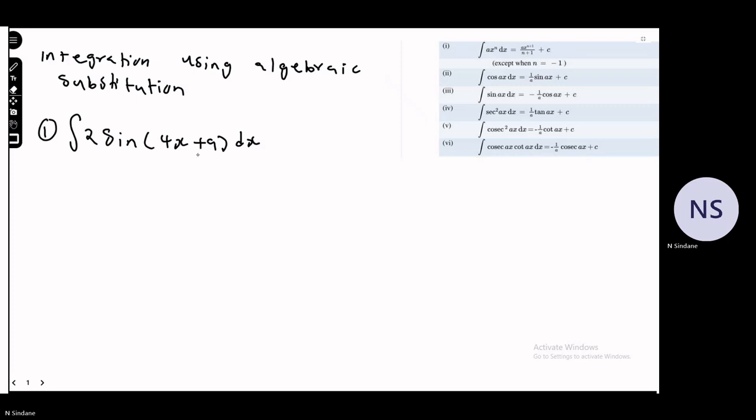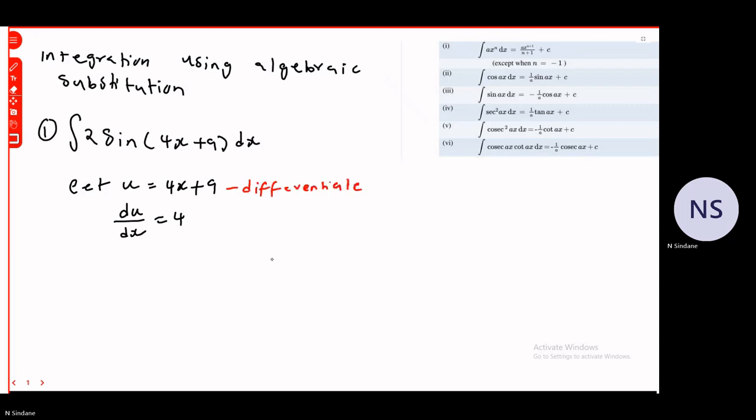So treating them differently, we will say let u be 4x plus 9, right? I'm taking out this linear function. Then after that I'm going to differentiate with respect to x. Therefore I'll have du over dx is equal to 4. Differentiating a constant, I'm going to get 0. So the first thing you need to be aware of is, you take out this linear function, then you need to differentiate it.